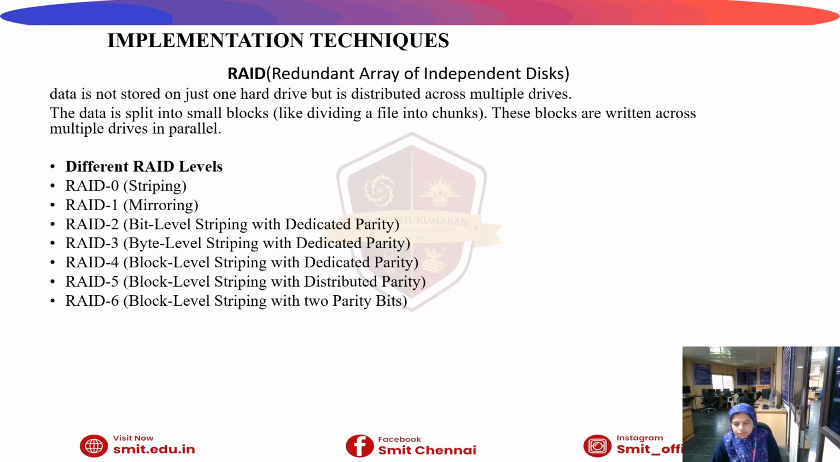There are many classifications of data redundancy. That is RAID 0, RAID 1, RAID 2, RAID 3, RAID 4, RAID 5, and RAID 6. RAID 0 is striping. RAID 1 is mirroring. RAID 2 is bit level striping. RAID 3 is byte level striping. RAID 4 is block level striping with dedicated parity. RAID 5 is block level striping with distributed parity. RAID 6 is block level striping with two parity bits. So this is the concept behind the RAID levels.